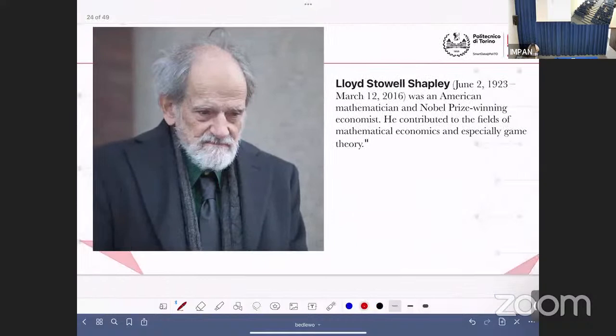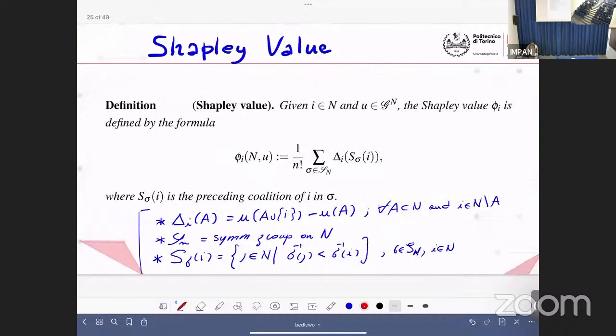Okay, this is Shapley in a picture that I like, because he seems like an old sage or something like this. I don't know. He passed away in 2016. He won the Nobel Prize, and this Shapley thing that everyone calls Shapley value actually was his PhD thesis. So he was a smart guy. Anyway, let's see how it works.